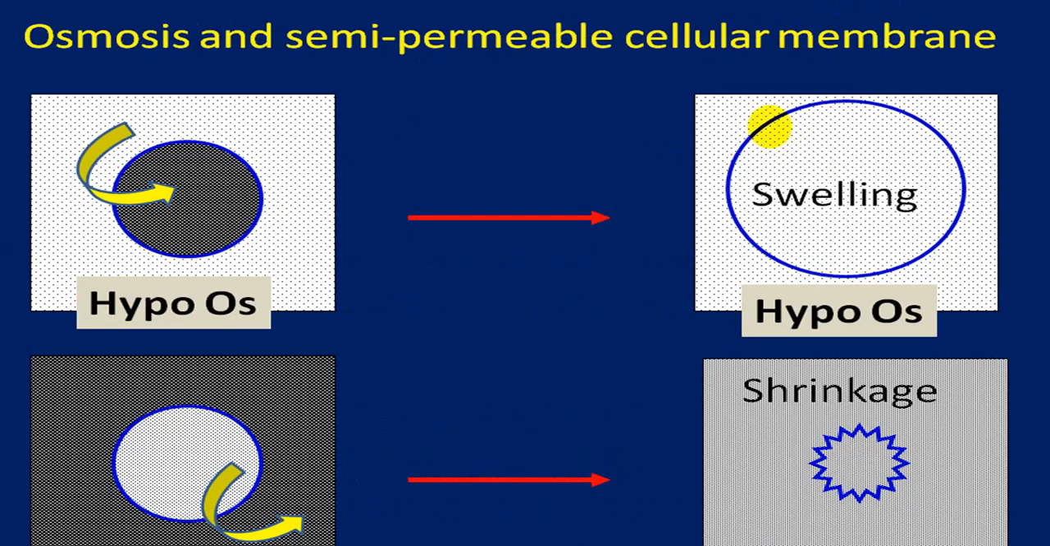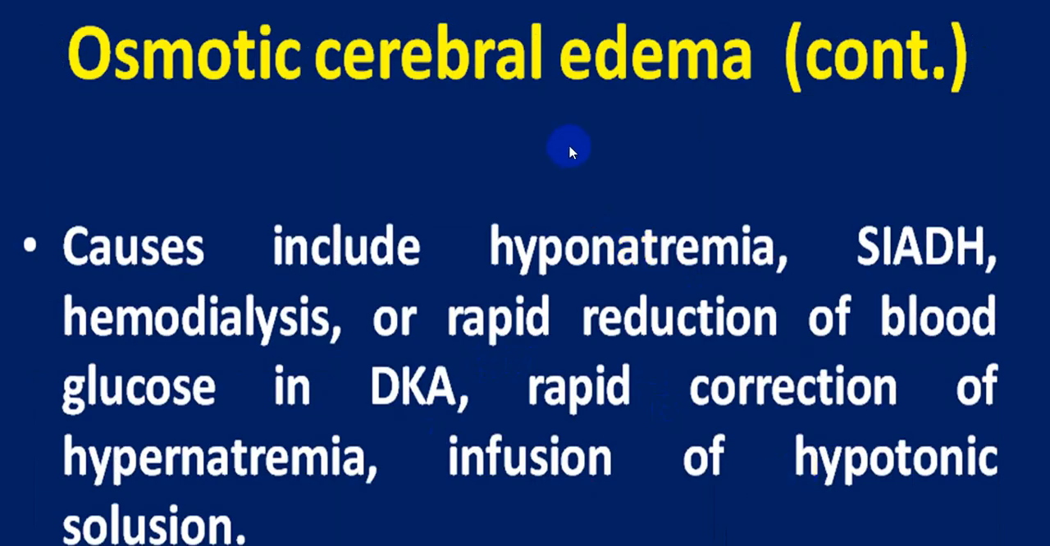So this will be a simple mechanism which can be explained. If there is hypoosmolarity outside, the cerebral cells will swell up, so there will be an edema. And if the outside environment is hyperosmolar, then cerebral cells will shrink. So this will happen in hyponatremia, SIADH, in hemodialysis, and rapid reduction of blood sugar in diabetic ketoacidosis can also end up with cerebral edema because of osmotic cerebral edema, and rapid correction of even hyponatremia that I already mentioned, or if you give hypotonic solutions, particularly 0.45% normal saline.